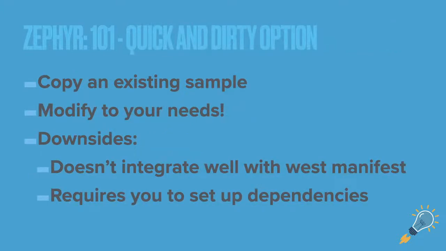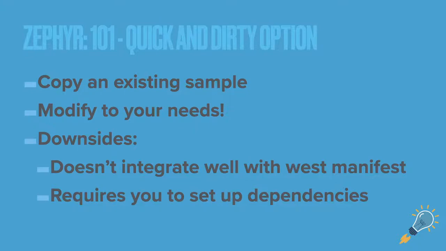The quick and dirty, like I mentioned, is just copying and pasting a sample essentially. So you already have a working Zephyr repo. If you're using NCS, it's already installed and set up. What you can do is simply take one of the samples, rename it, and then target that new directory. And I'll show you what it looks like.